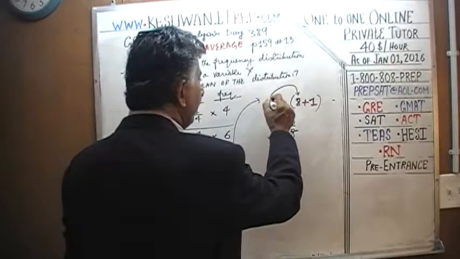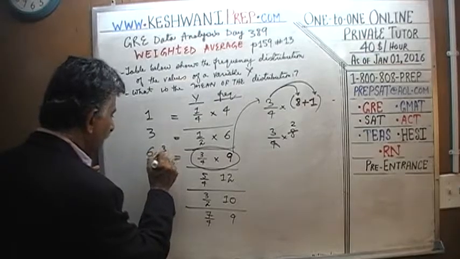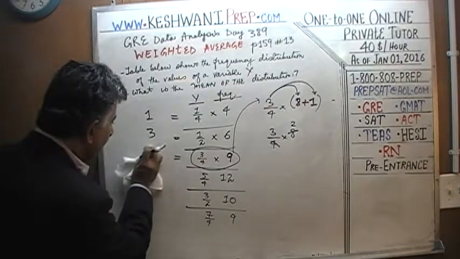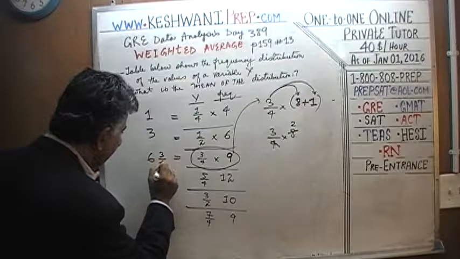So we still have to take care of 1 more 3 quarters. Let's put it here, our 1 more 3 quarters. I'm going to write a little bit lower because it's higher than where it's supposed to be. 6 and 3 quarters. Voila.